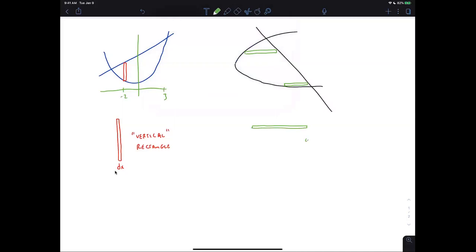Again, informally, a horizontal rectangle. So we're going to call these horizontal rectangles. That doesn't really mean much, but it does describe it pretty well. And this base now is dy. Does that make sense to everybody?